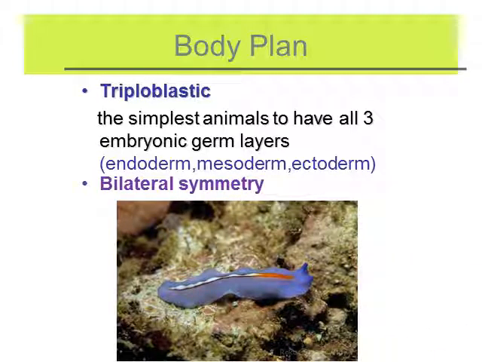They also have bilateral symmetry. To remind you, what does bilateral symmetry mean? It means that we can take the animal and essentially slice it in half, and one half is a mirror image of the other half. We, as humans, of course, have bilateral symmetry. You can cut us in half, and one side is basically the same as the other side.